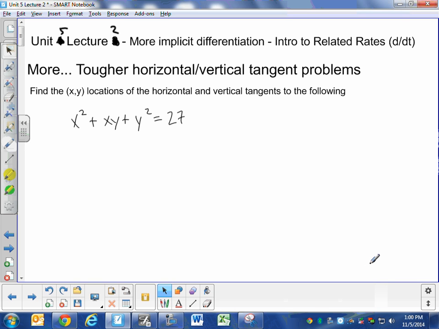We'll start this lesson where we left off from last class, which is one of these tougher horizontal and vertical tangent problems. So I'm asking you to find the locations of horizontal and vertical tangents to the following. This is a graph of a rotated ellipse.